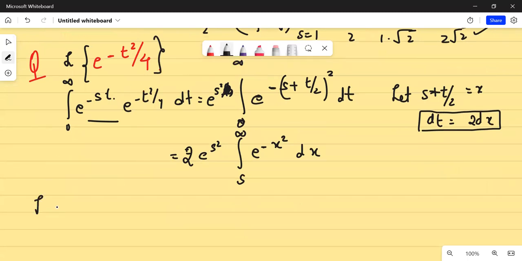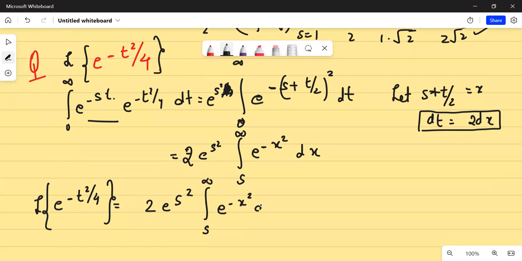So this is your Laplace transform of e to the power of minus t square by 4. It would be equal to 2 times e to the power of s square, integral from s to infinity of e to the power of minus x square dx. Is that clear? Does anyone have any objection up to here?